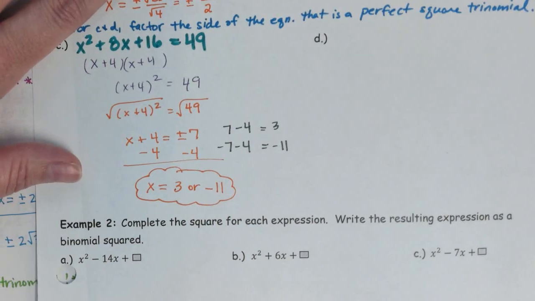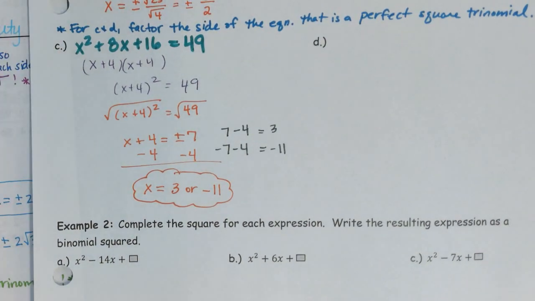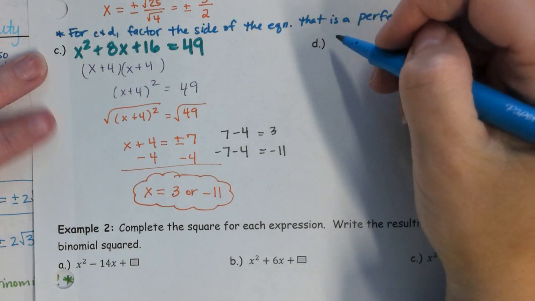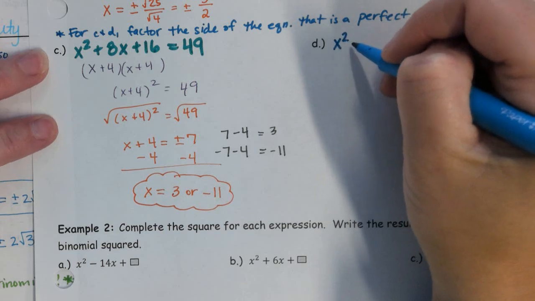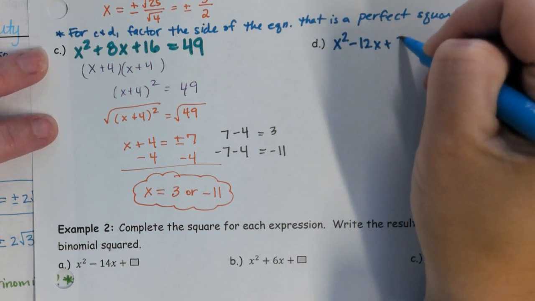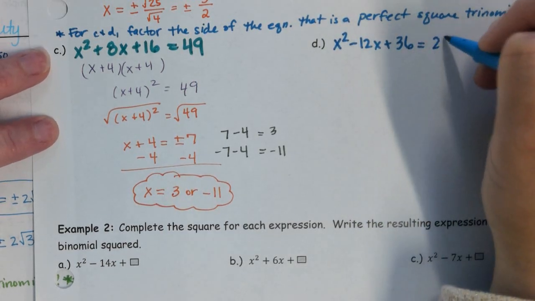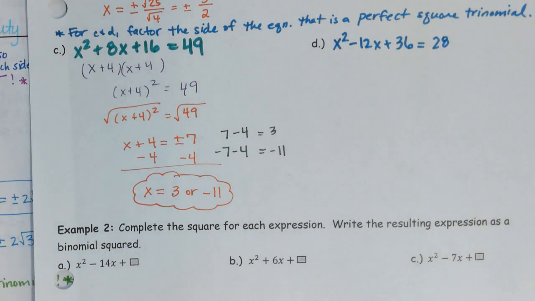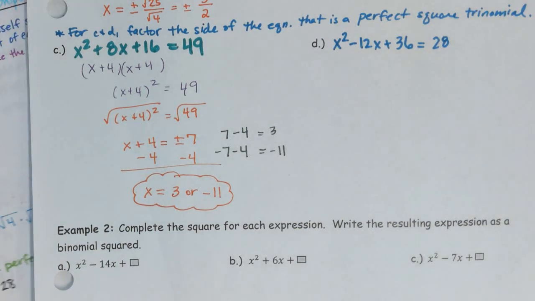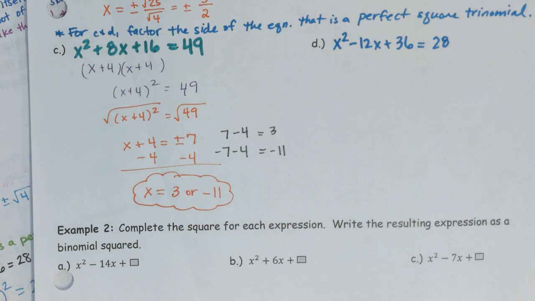All right, you guys ready to try this on your own? Yes, we can't wait. Great, because I got one for you. So x squared minus 12x plus 36 equals 28. I want you to start this the same way. This one is a little bit different because you are going to have to simplify a radical using what we just talked about.